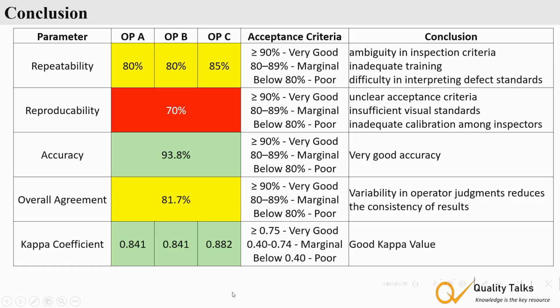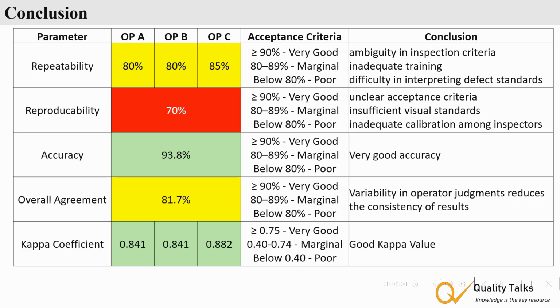Now we will take a conclusion from our data. Repeatability for operator A is 80%, operator B is 80%, and operator C is 85%. As per the acceptance criteria, it comes under marginal range. It may be because of ambiguity in inspection criteria, inadequate training, or difficulty in interpreting the defect standard. Reproducibility is 70%. So it's a poor reproducibility. It may be because of unclear acceptance criteria, insufficient visual standards, or inadequate calibration among inspectors.